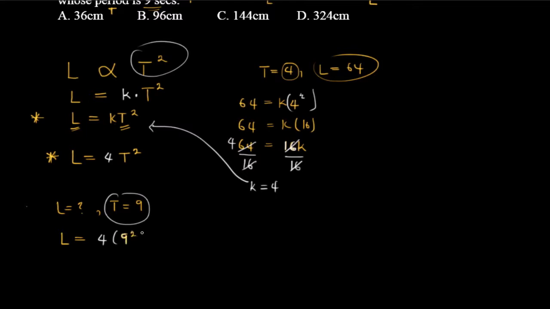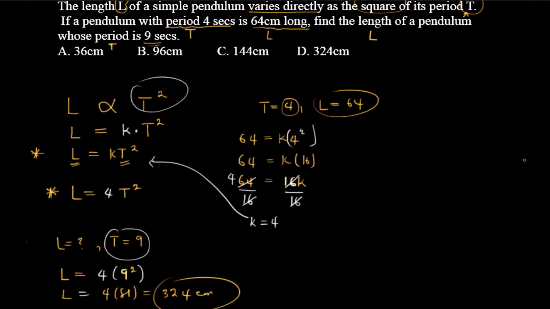So you have L equals 4 times 9 squared. 9 squared is 81, and 4 times 81 is 324 centimeters. So when the period is 9 seconds, the length is going to be 324 centimeters. So that's the solution.